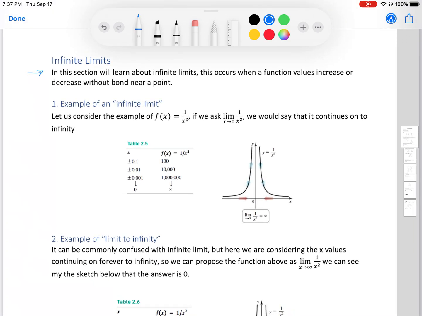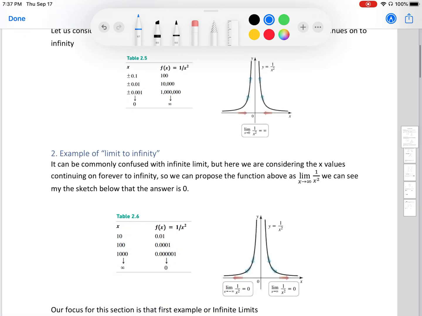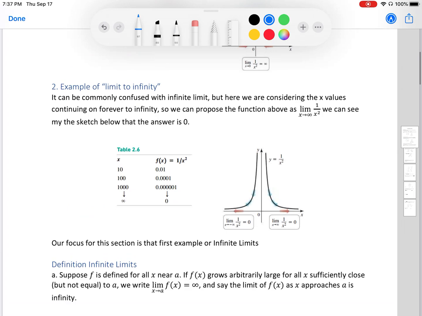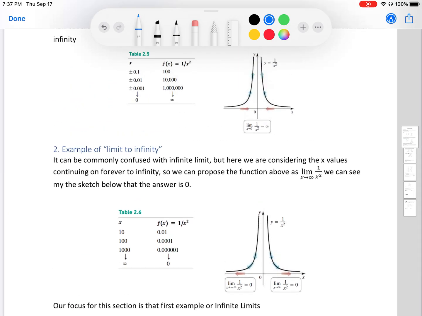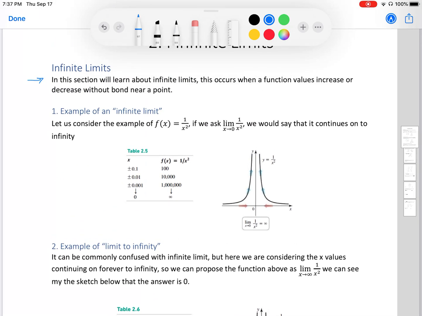All right, so to begin, let's talk about two phrases that sound very, very similar: infinite limit and limit to infinity. Let's talk about one example of an infinite limit. Let us consider the example of f of x equals 1 over x squared. If we ask what is the limit as x is approaching 0 of 1 over x squared, we would say that it continues on to infinity.